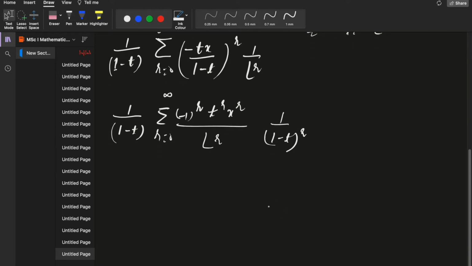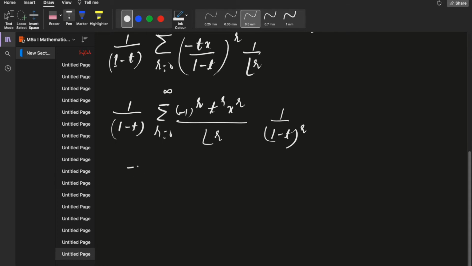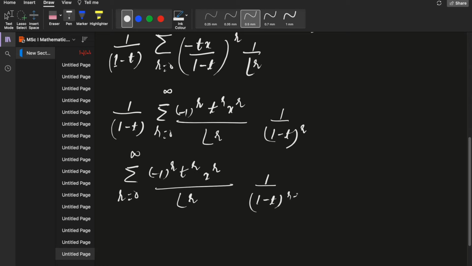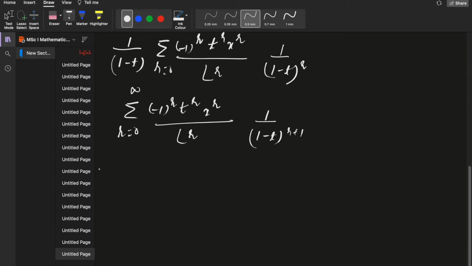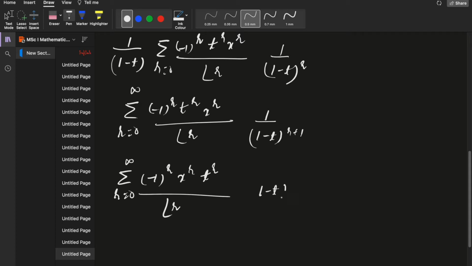Now I can see 1 minus t here and 1 minus t there, so it becomes r plus 1. So this is summation r tends to 0 to infinity minus 1 to the power r t to the power r x to the power r upon factorial r, times 1 upon 1 minus t to the power r plus 1. Now I separate x and t: summation r tends to 0 to infinity minus 1 to the power r x to the power r upon factorial r, times t to the power r upon 1 minus t to the power r plus 1.